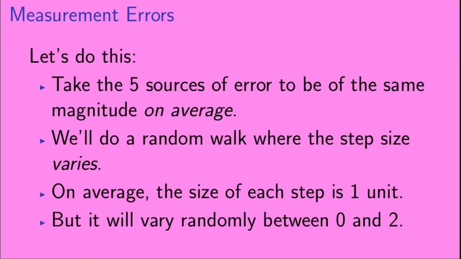So let's do this. Let's take the 5 sources of error to be of the same magnitude on average. We'll do a random walk where the step size varies. On average, the size of each step is 1 unit, as before, but it will vary randomly between 0 and 2.